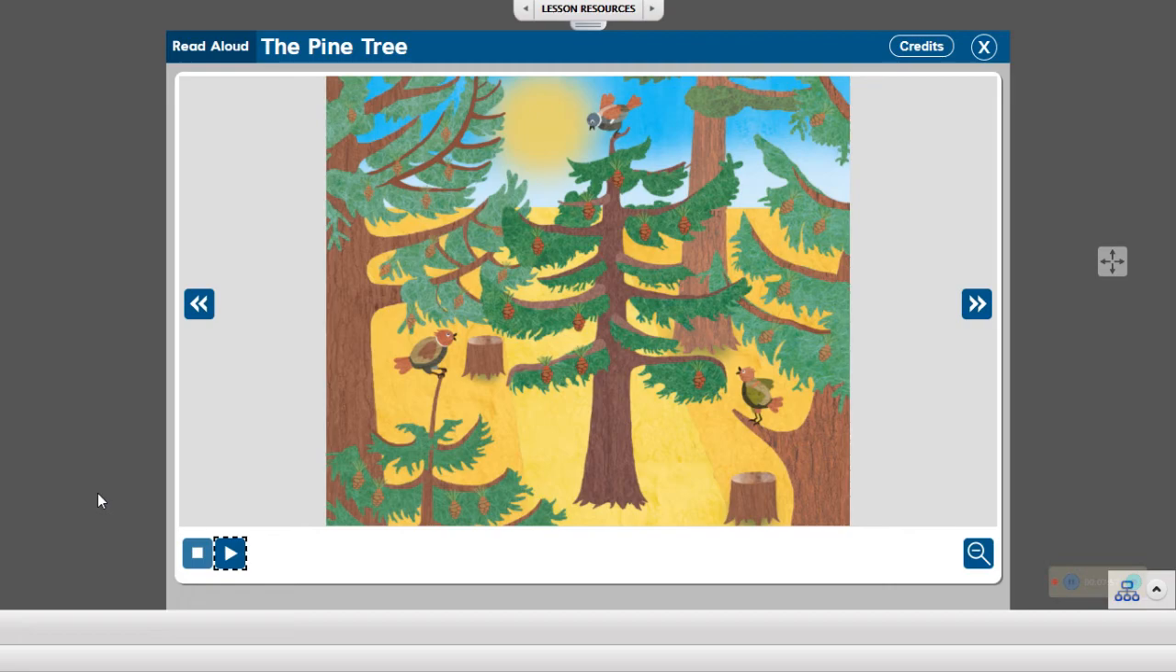He had changed his mind. He did not want to be a ship. He did not want to be a window seat. He wanted to be right where he was at. And that leads us into our questions. Why was the pine tree content at the end of the story?